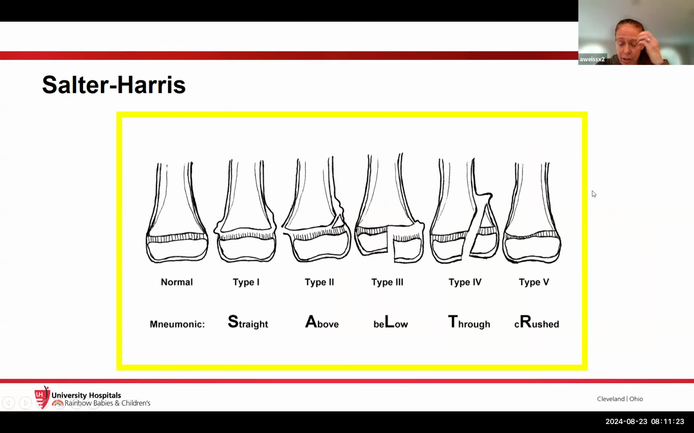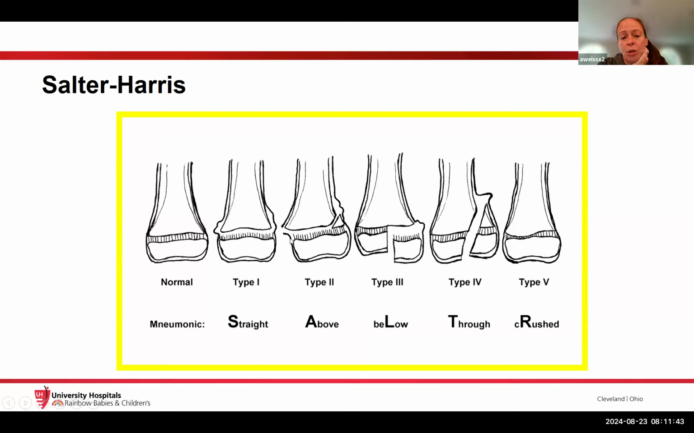The Salter-Harris fractures, you need to memorize whether you are an adult or not, at least for when you take your test, because this does always come up on the CAQ. There will be a question about a Salter-Harris fracture because it's one of the few that doesn't tend to change. So this is a typical bone.